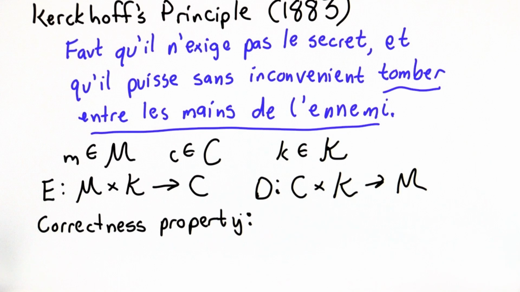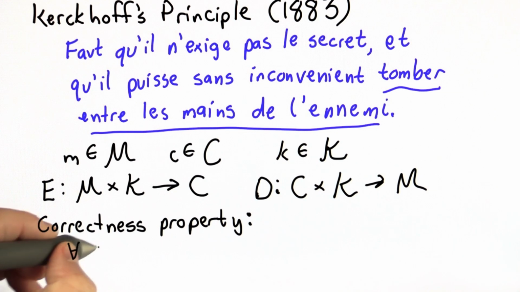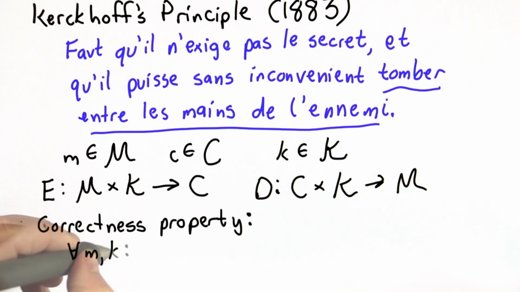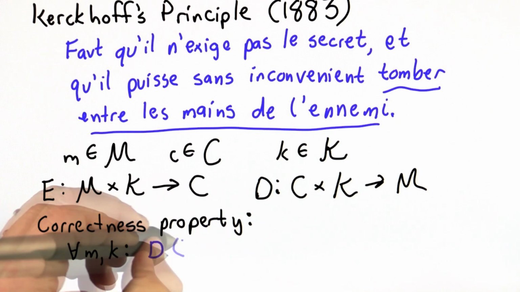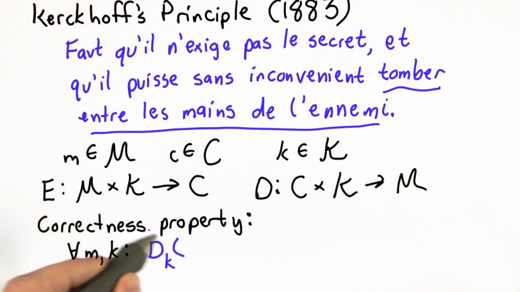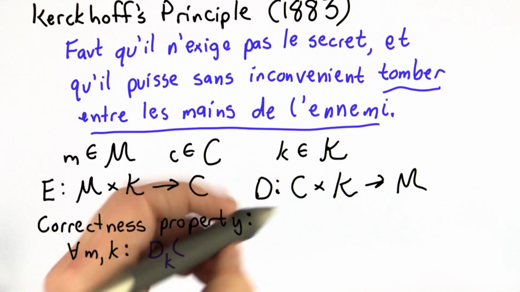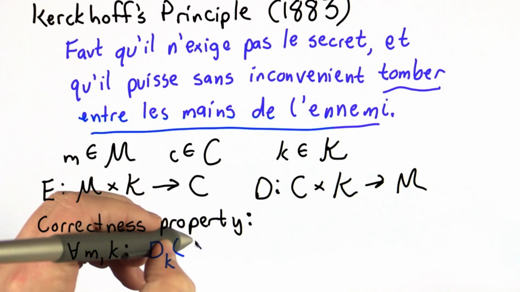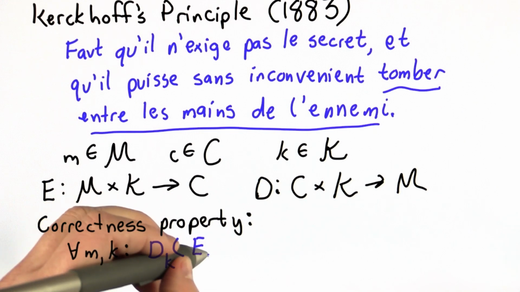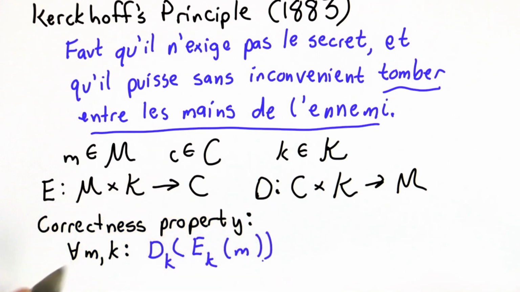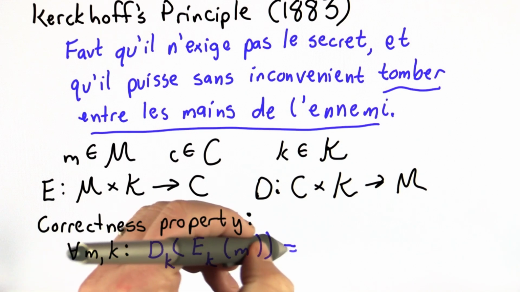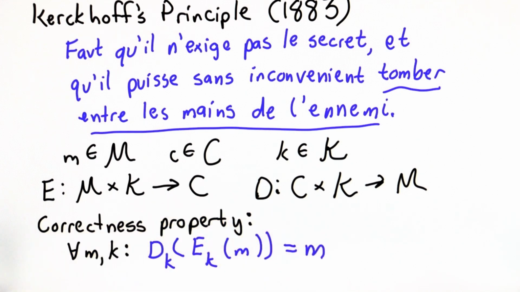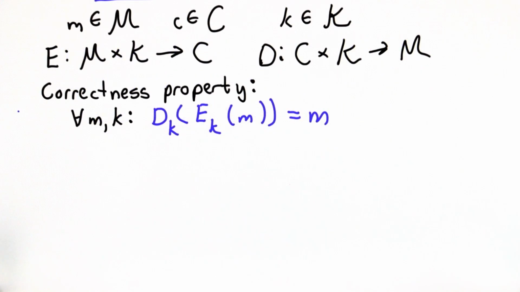And to be correct, we need to obtain the same message after decryption. We need to know that for all messages and keys, we have the property that decrypting using that key, and I'm going to use the notation where I put the key as a subscript to the decryption function instead of as an input. But that means the same thing as saying there are two inputs to decryption. One is the key, one is the input ciphertext. And the input ciphertext is the result of encrypting that message using that same key. And we want to know for correctness that that value must always be the message that was input to the encryption function.